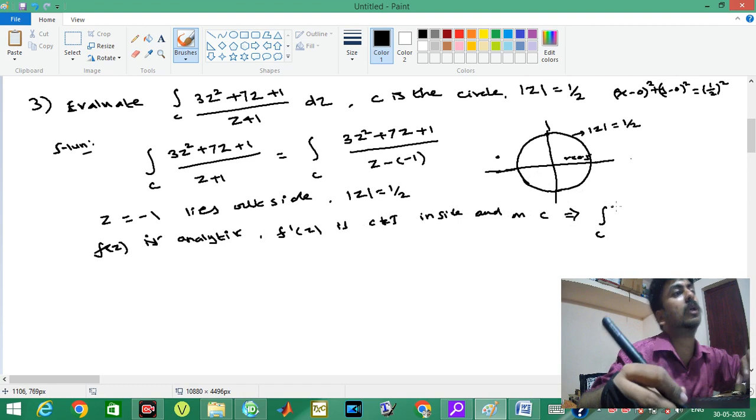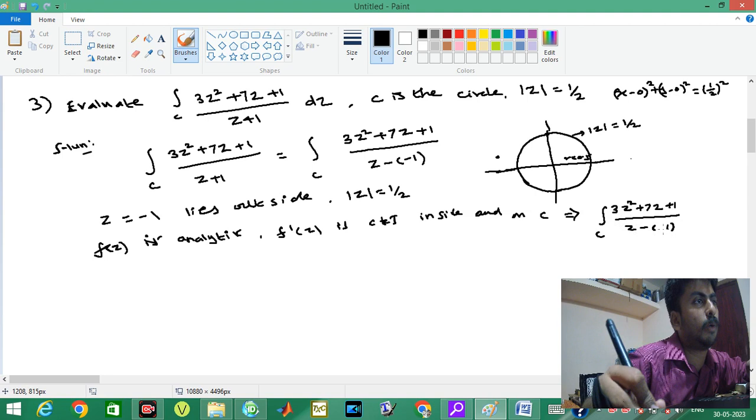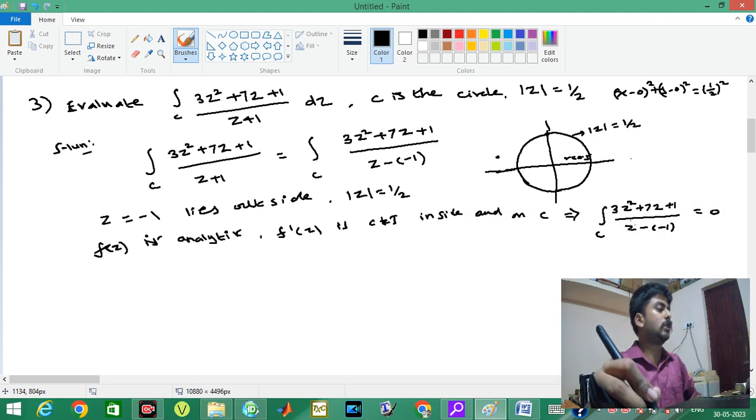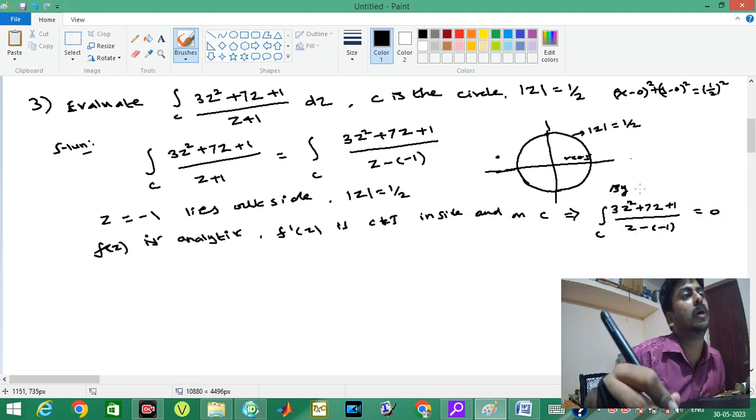Therefore we get the integral of (3z square plus 7z plus 1) divided by, they have given z plus 1, but I am writing in the form of z minus of minus 1, equal to 0. Therefore, you can write the given question is also equal to 0 by Cauchy's integral theorem.